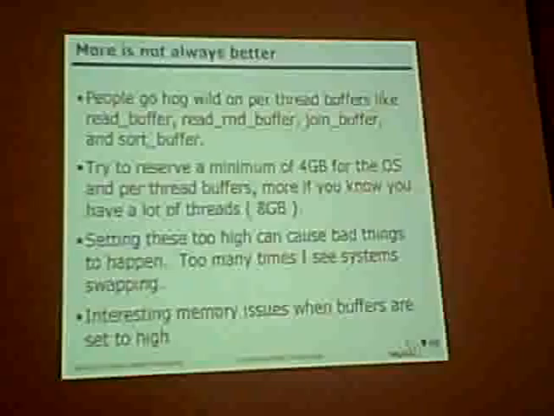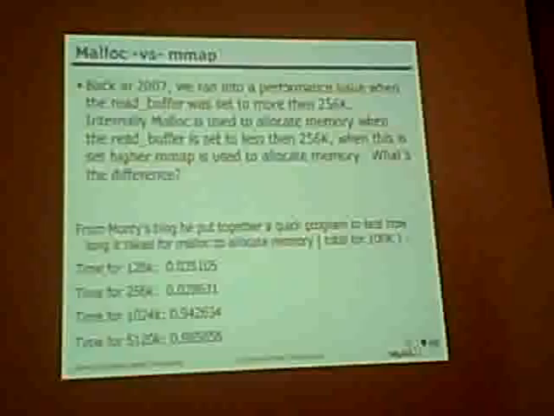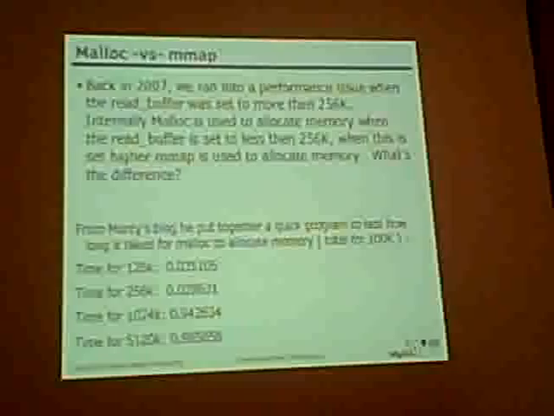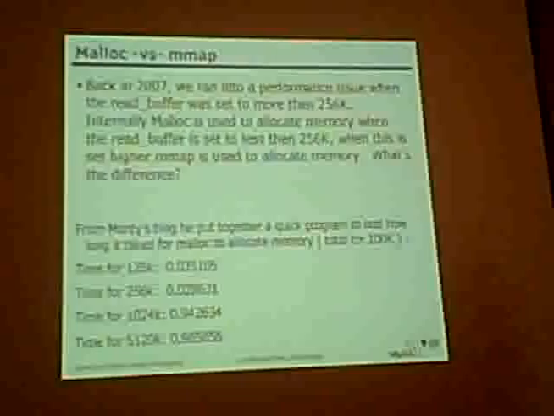This gets back to the per-thread buffers. Back in 2007, I was working with another consultant, Monty Taylor, you might see his name mentioned here. We ran into this problem where a client was over-allocating those per-thread buffers. It internally changes from allocating memory using malloc to using mmap, which changes the performance characteristics of MySQL.